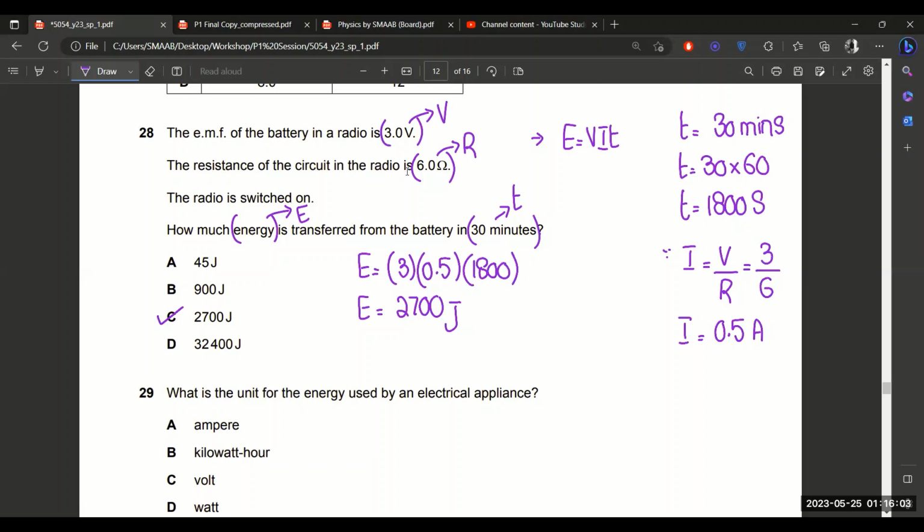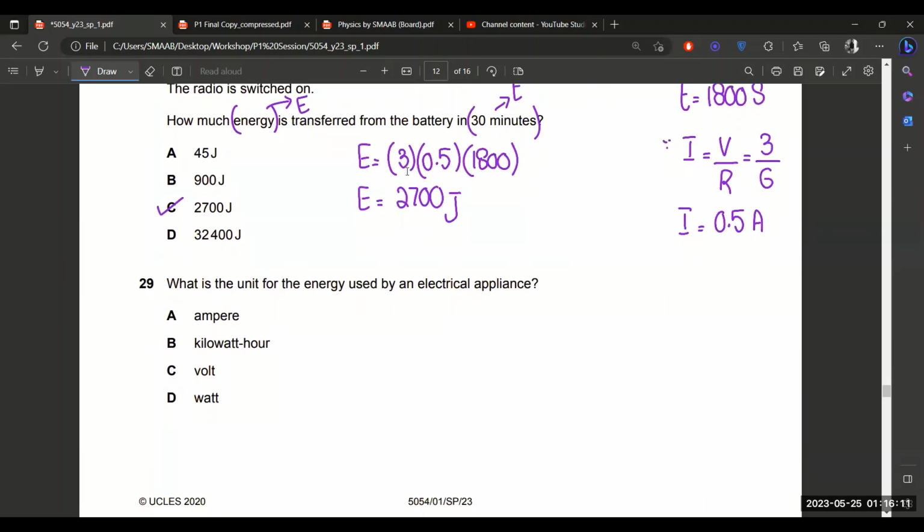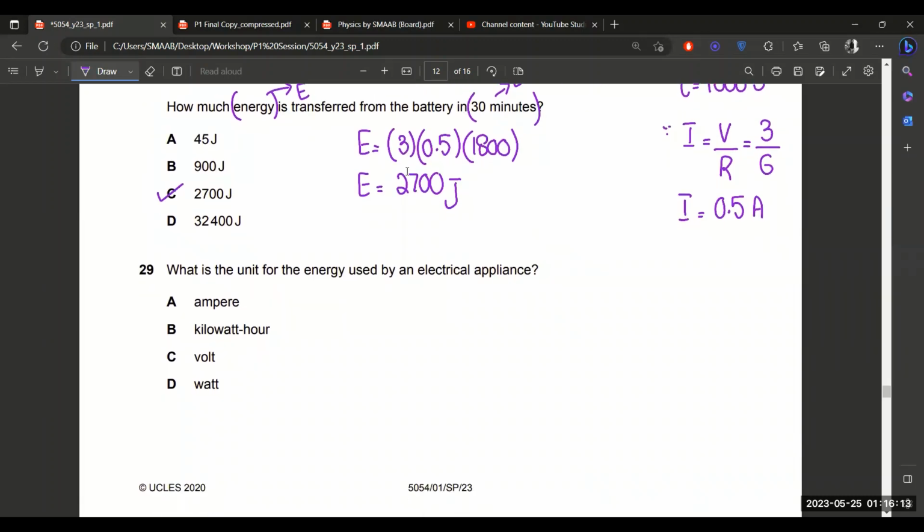Okay, that is the simple one. Now let's move toward question number 29. In question 29, this is a theoretical question. What is the unit for energy used by an electrical appliance?